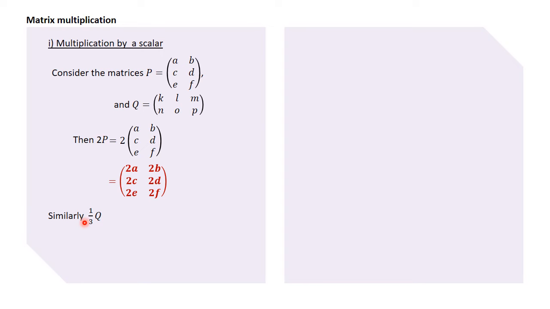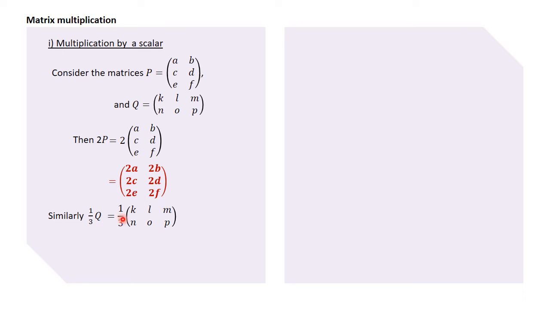Considering another example, we have a third Q. This expression would mean we're looking for the third of every element of the matrix Q. And the elements are K, L, M, N, O, P. That means K will be multiplied by a third, the same case for L, for M, for N, for O, and for P. Multiplying by a third is the same as dividing by 3, and therefore it should look like this.